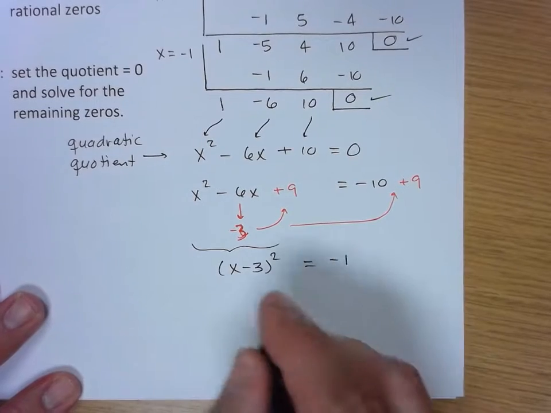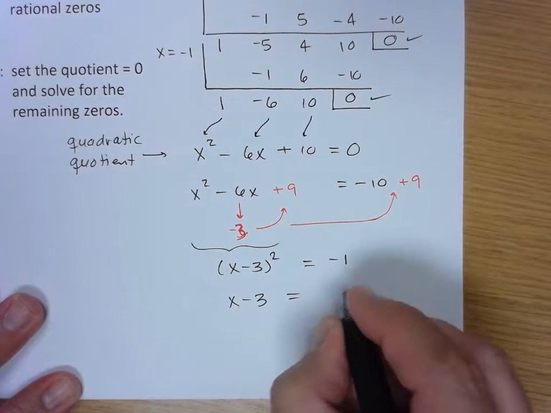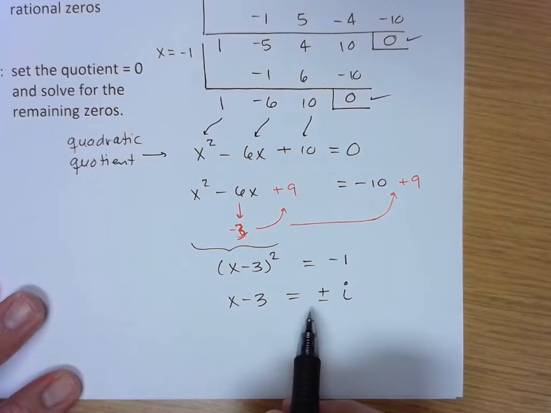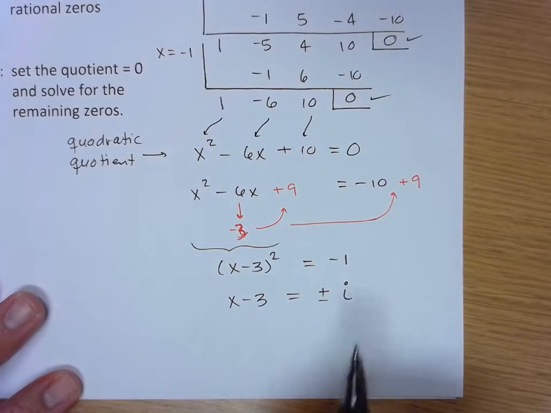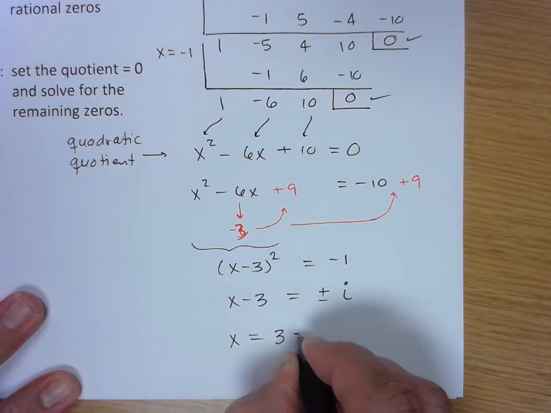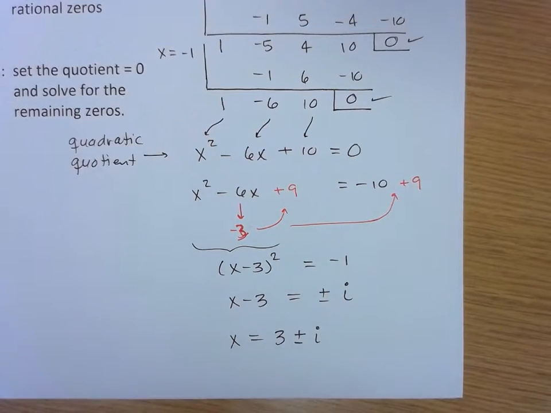So take your square root of both sides. The square root of -1 is plus and minus i. Don't forget your plus and minus when you take a square root. So then add 3 to both sides, and you've finished the list. x equals 3 plus i and 3 minus i are the other zeros for this polynomial.